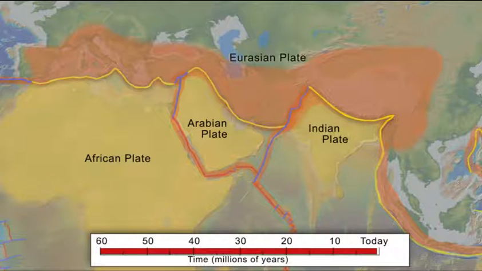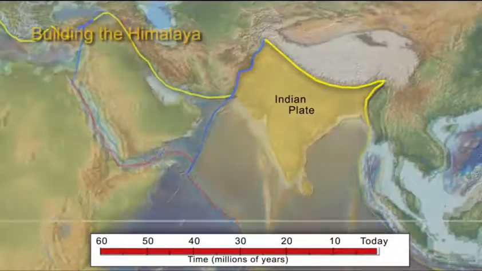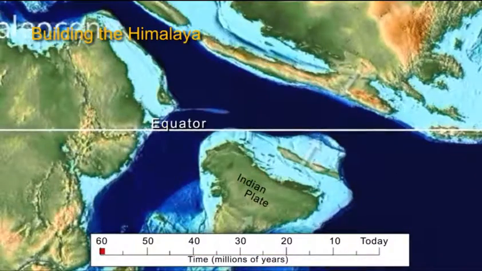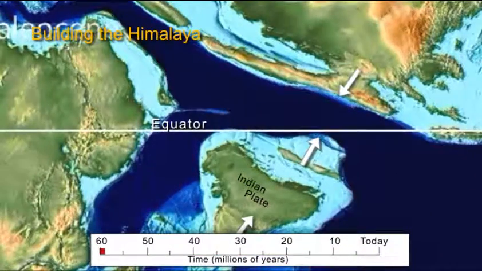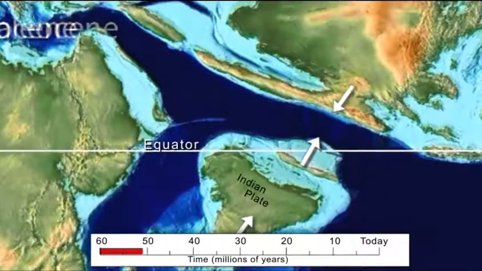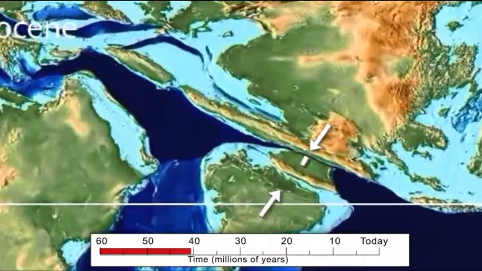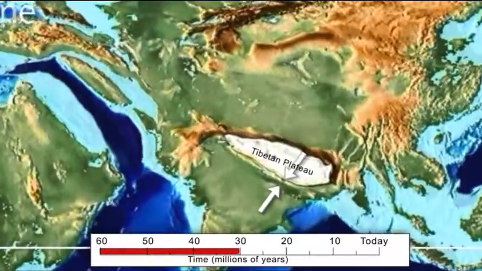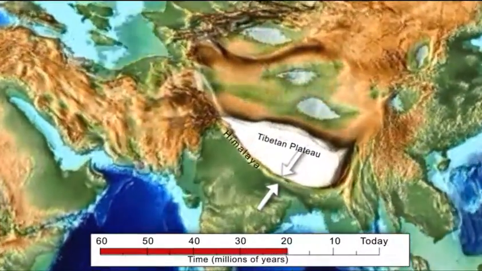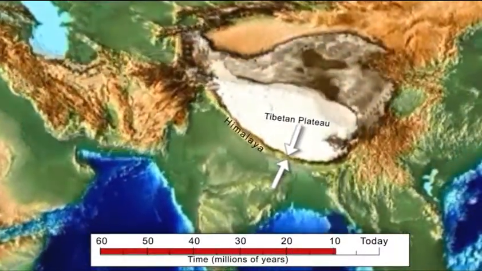Let's go back 60 million years to understand the plate tectonic history of the Himalayan region. About 50 million years ago, the Indian continent collided with southern Eurasia and began constructing the Himalayas and the Tibetan Plateau, the highest mountain range and the largest continental plateau on Earth.